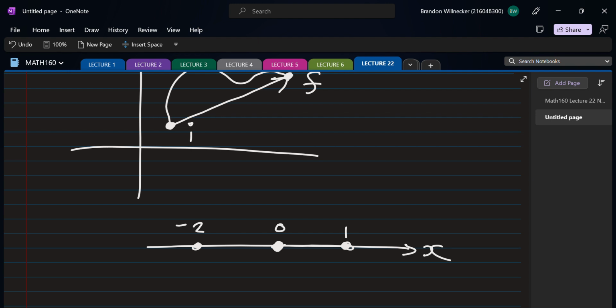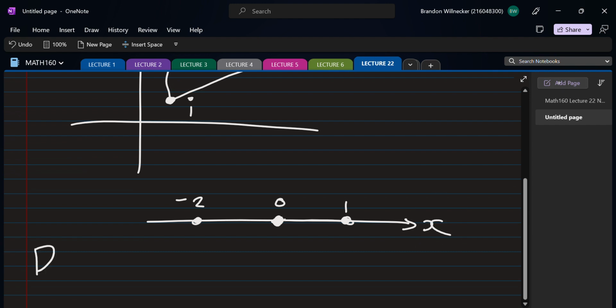What's the displacement? The displacement doesn't care about how you get to the end point. It's just the end point and the initial point. So it started from 0. It ended at minus 2. So what's the displacement? Okay, someone said 2. It's not 2, it's minus 2, because we're going in the negative x direction.